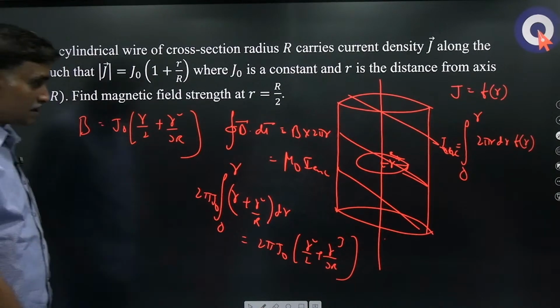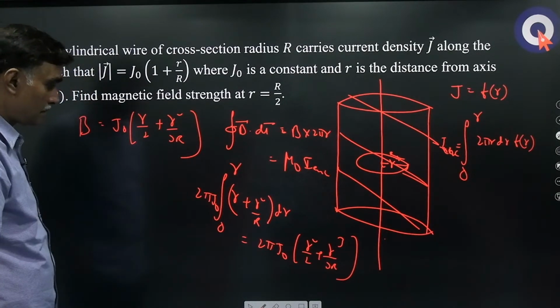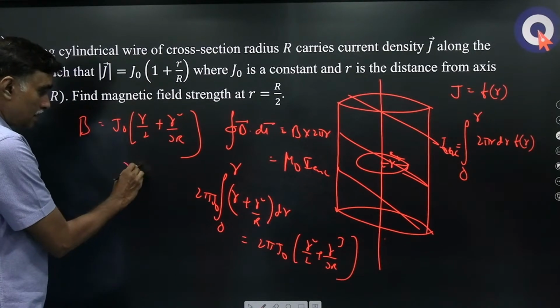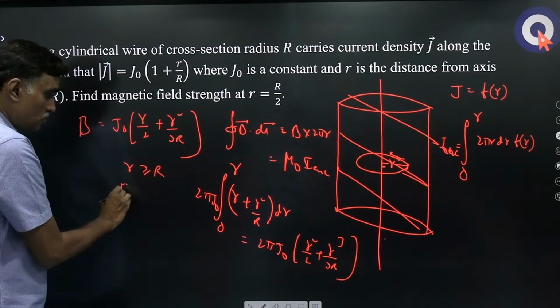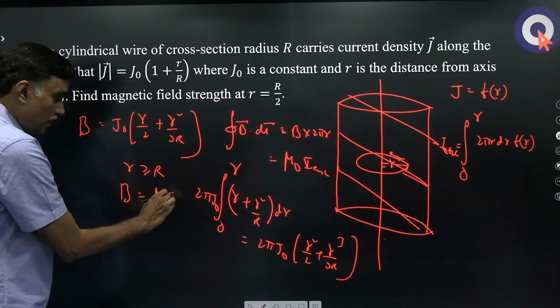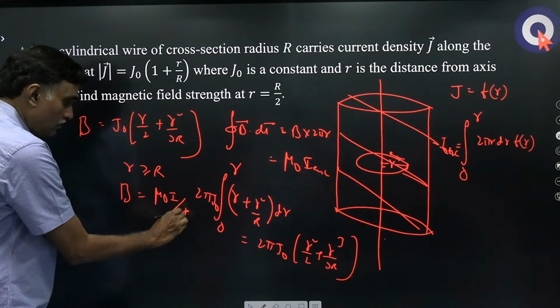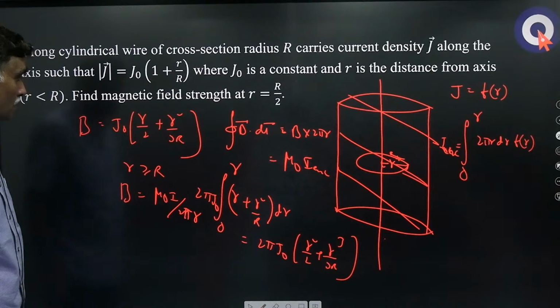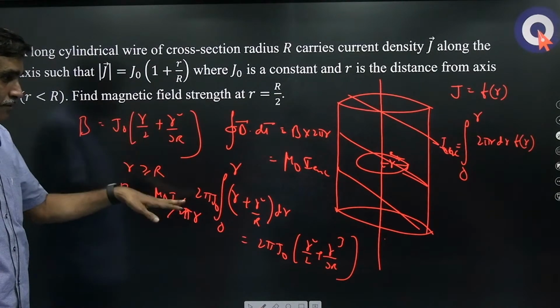So this is the magnetic field inside. What is the magnetic field outside? For r greater than or equal to R, the magnetic field outside is given by mu naught I by 2 pi r, as a function of radial distance. And at small r equal to capital R, both the formulae coincide.